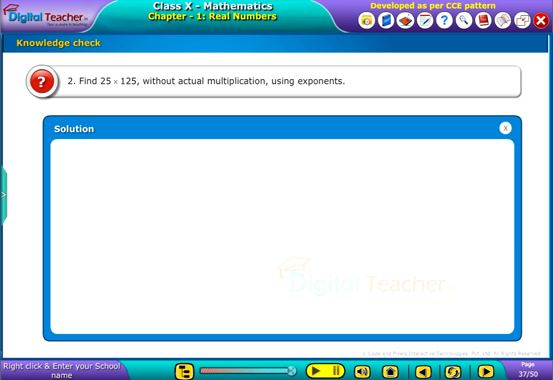Find the product of 25 and 125 without actual multiplication using exponents. The solution is as follows: 25 can be written as 5 square and 125 can be written as 5 cube. Thus, the product of 25 and 125 is equivalent to 5 power 5, which is in turn equal to 3125.